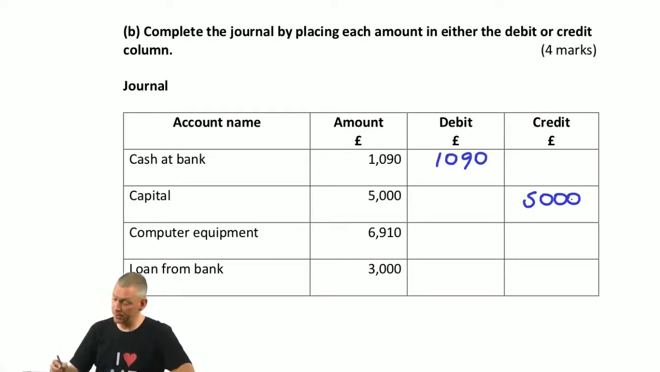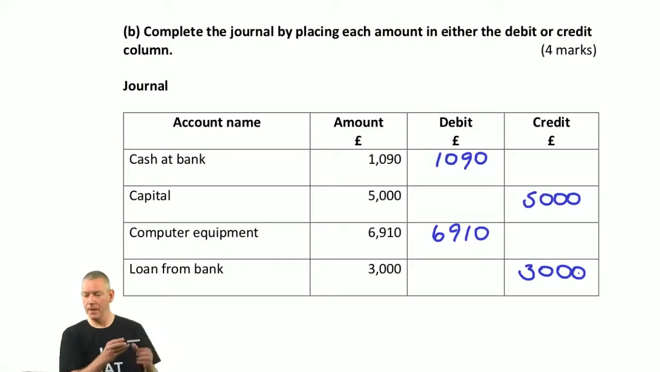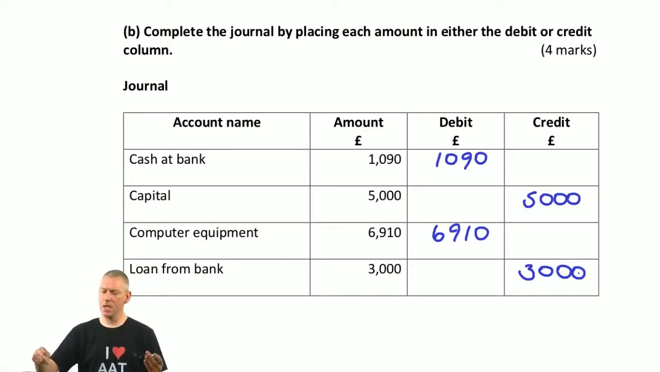The computer equipment, surprise, surprise, is an asset. 6910. And the loan from the bank is, I think that's fairly obvious, a creditor. Classic creditor, isn't it? That's the classic liability, you borrow from the bank. So what this business has done is it has borrowed from me and also borrowed from the bank. And it's got how much? 8,000 in the bank account for a short time, and then gone out and spent 6,910 of it on computer equipment, and that's when the T accounts wake up.